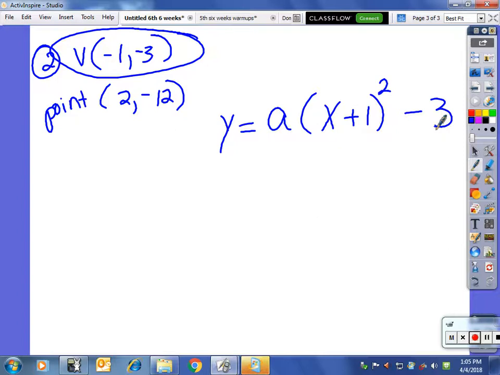Then, in my next step, I would go ahead and plug in the random point for X and Y. So that's going to be -12 equals A (2 plus 1) squared minus 3.